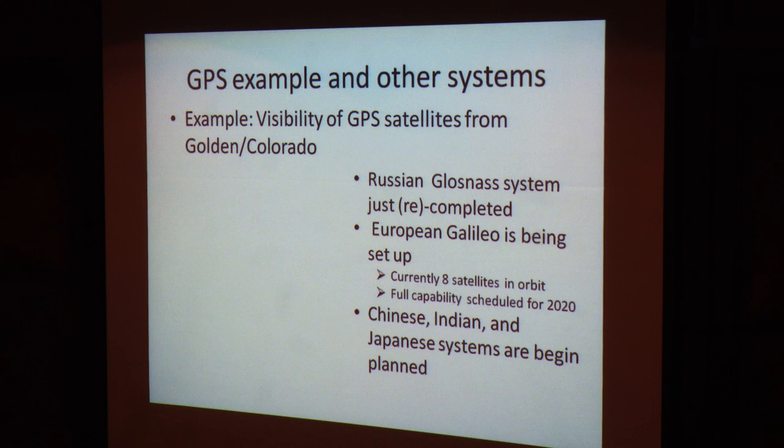And to mention that the GPS was the first one, but other satellite systems are there or being developed. The Russian GLONASS system, which is the same principle, has just been completed or recompleted. I think it had been complete with 24 satellites at some point before. The European Galileo project is being set up. There are currently 8 satellites in orbit, and the full capability is currently scheduled for 2020. And there are also various Asian systems planned. Some of them, like the Indian one, are regional, but in 10 years or so from now, there will be various of those satellite systems available, which has had some political implications because of the military importance of the GPS system.